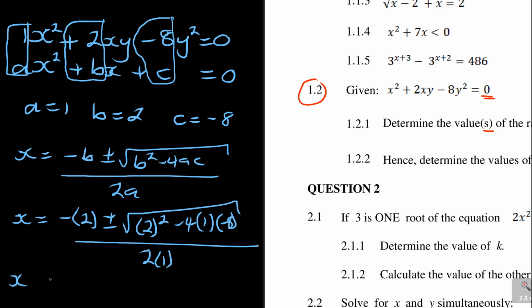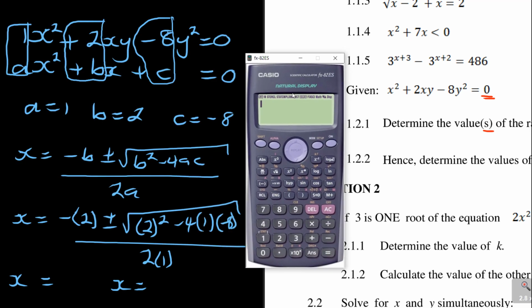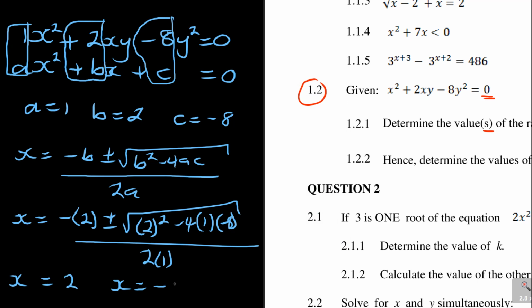Let's get the answer here and see what it gives us. So I've got the fraction negative 2 plus or minus square root of 2 squared minus 4, and my a is 1 and my c is negative 8, and then all over 2 and 1. See that? Equal to, look, the first value I'm getting, x is equal to 2, and minus, I'm getting x is equal to minus 4. So it's 2 and minus 4.